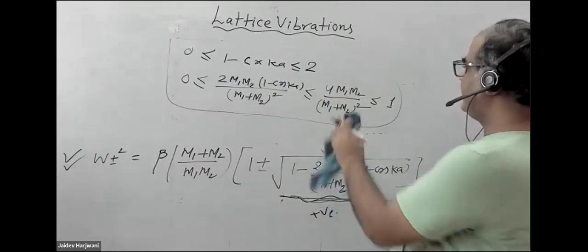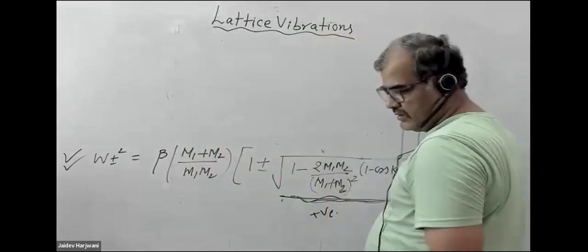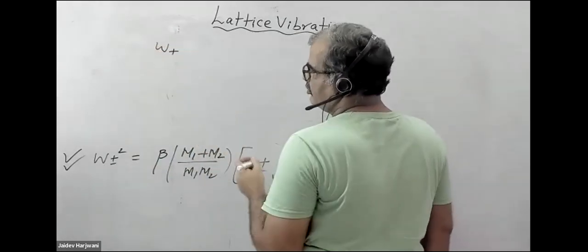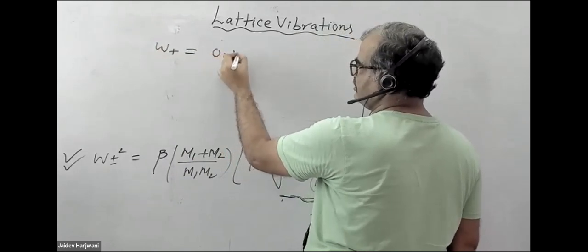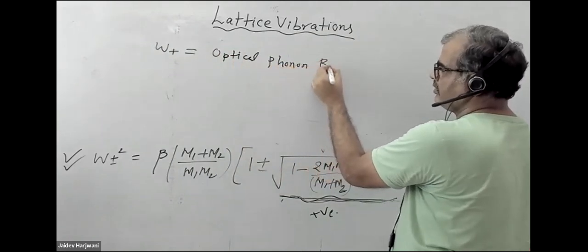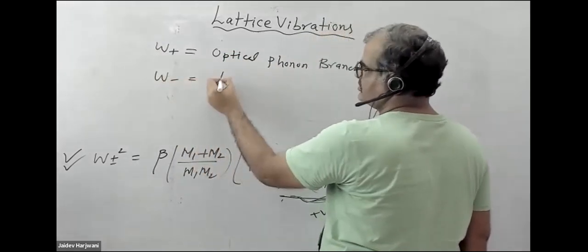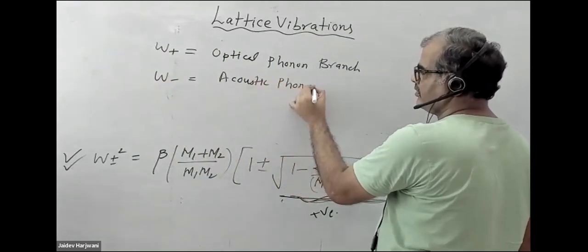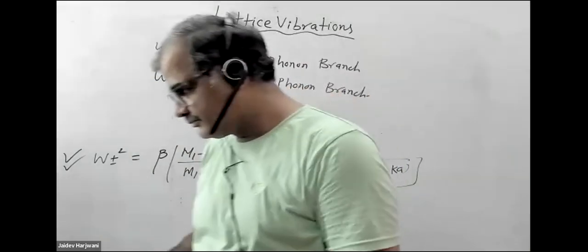Okay, so now we have this expression. Now we have two expressions. Omega plus is called the optical branch, the optical phonon branch. And your omega minus is called the acoustic phonon branch.